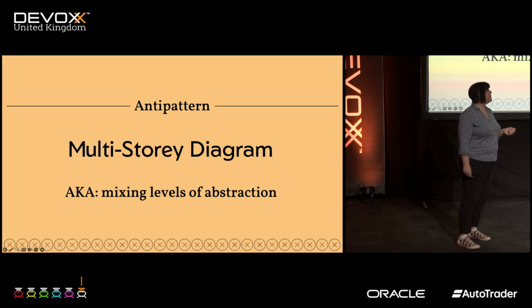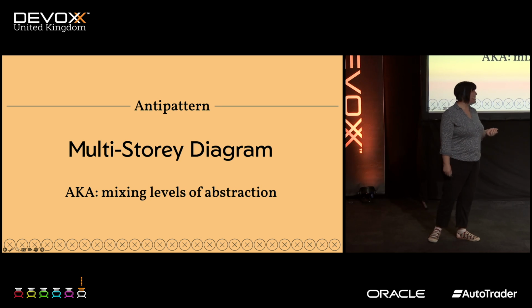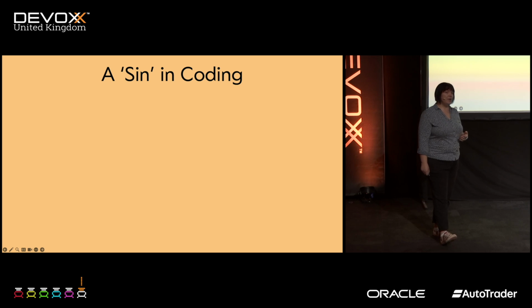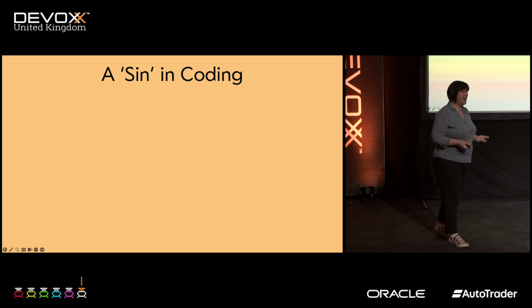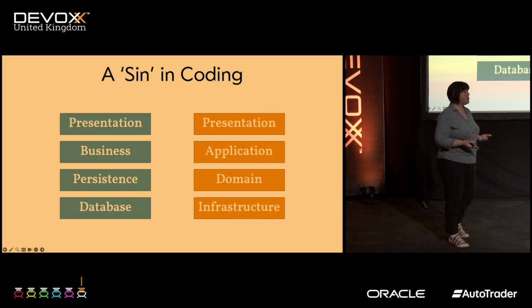So there we go. And now we're going to look at another anti-pattern. This one I call multi-story diagram, or mixing levels of abstraction. And this one's quite an interesting one. So mixing levels of abstraction is kind of a sin in coding, and you've probably come across this. We have these different kinds of levels of abstraction, and they're different in different code bases, but we split things out into these different abstraction levels in code.